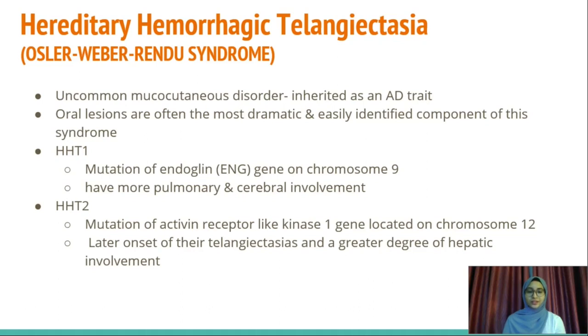HHT1 is caused by a mutation of the endoglin gene, whereas HHT2 is caused by a mutation of the activin receptor-like kinase 1 gene. The proteins produced by these genes play a role in blood vessel wall integrity. Therefore, in both types of HHT, numerous vascular hamartomas develop, affecting the skin and also the mucosa.